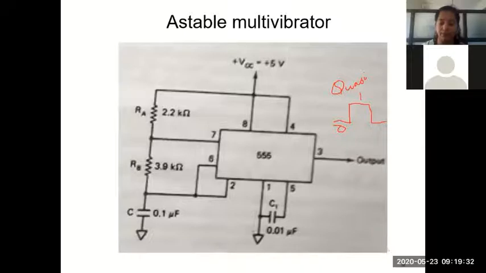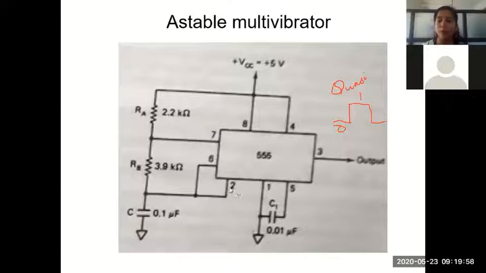Next, we have pin 7 connected to a resistance RA. This RA is connected between VCC and pin 7, and RB is connected shorted to RA. It is also connected between 7 and 6. If you see, pin 2 and pin 6 are connected together, shorted.